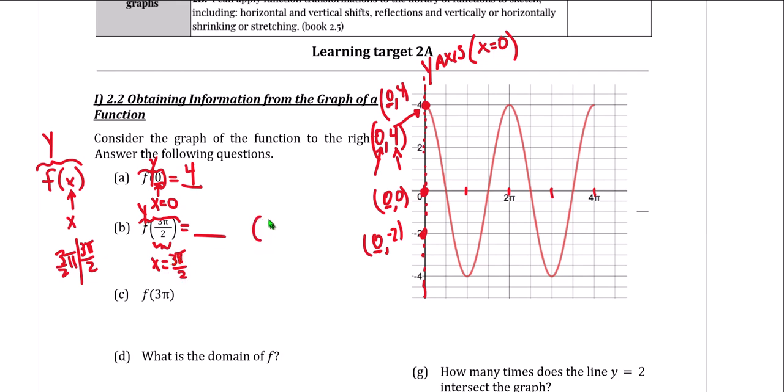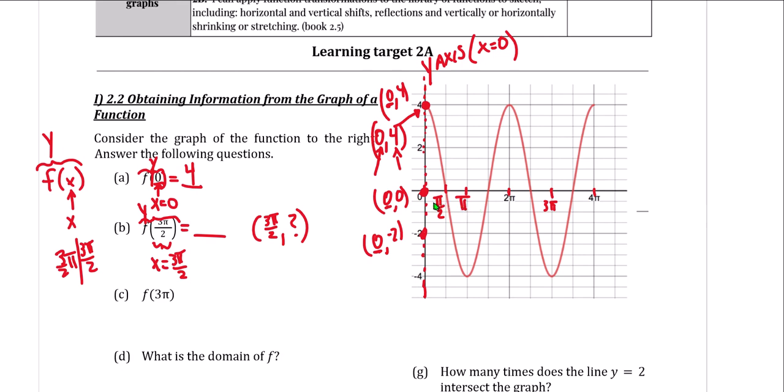In other words, we are being asked to find the point on this graph where x is 3 pi over 2 and figure out what the y value is at that point. So we're going to look at the x-axis, and we see a 2 pi and a 4 pi. Halfway between the 2 pi and the 4 pi would be 3 pi. Halfway between the 0 pi and the 2 pi would be 1 pi. Halfway between 0 and 1 pi would be 1/2 pi, which is exactly the same as pi over 2.